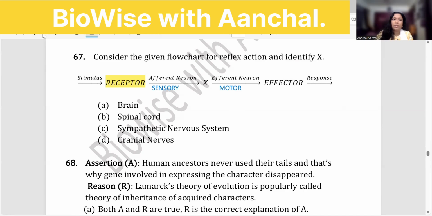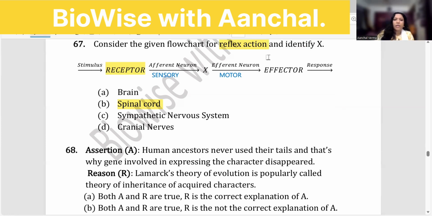Now here what you have to keep in mind that it is a reflex action. So in reflex action, brain is not involved. It is the spinal cord that is involved. So that is the answer here. Spinal cord will be the answer. In reflex action, generally CNS is also included. In CNS, spinal cord is responsible in reflex action. When you write the definition for reflex action, there also you should mention that it is a quick, immediate, involuntary action in response to the stimulus without involving the brain.